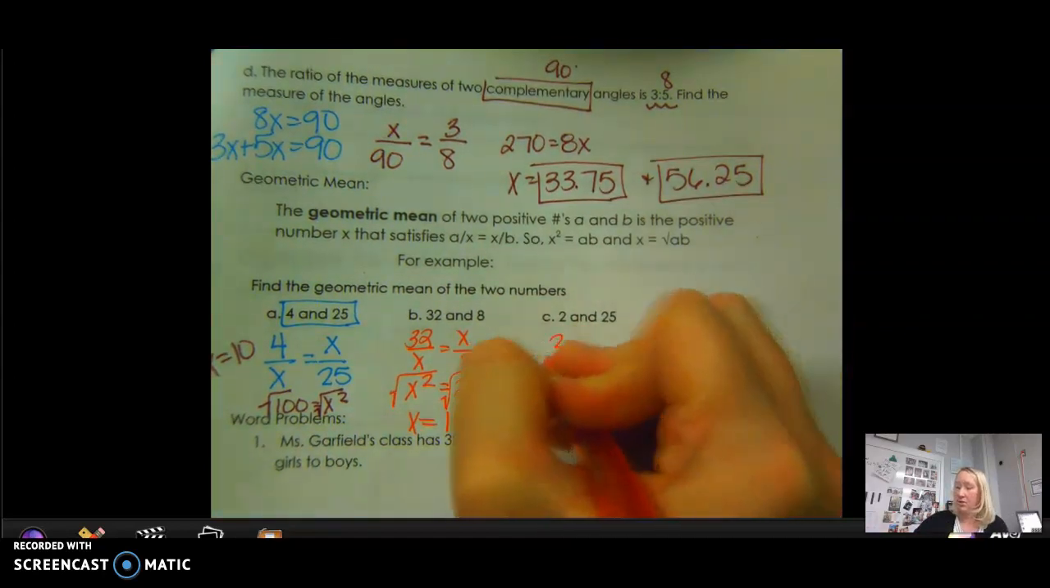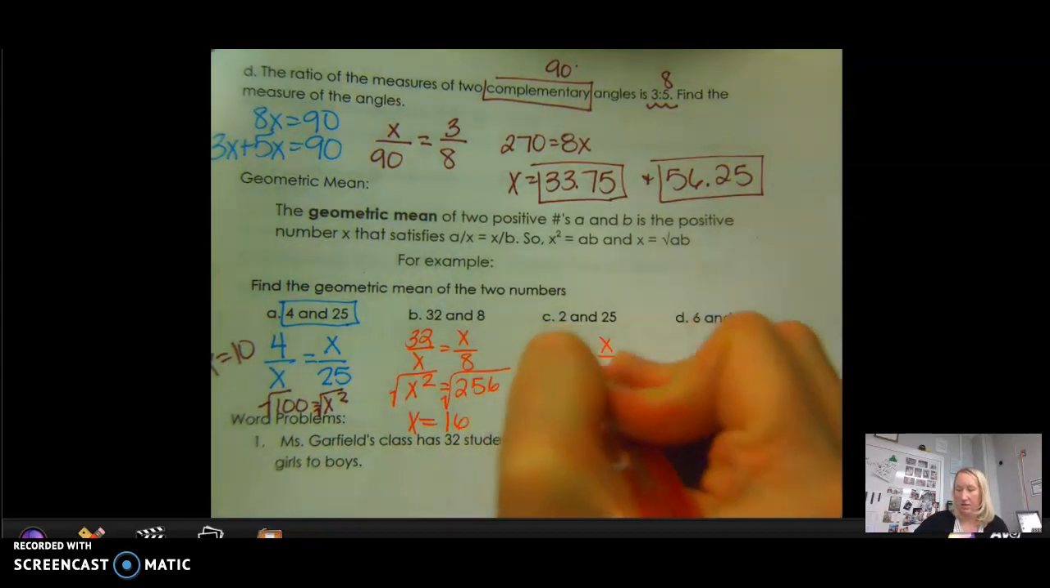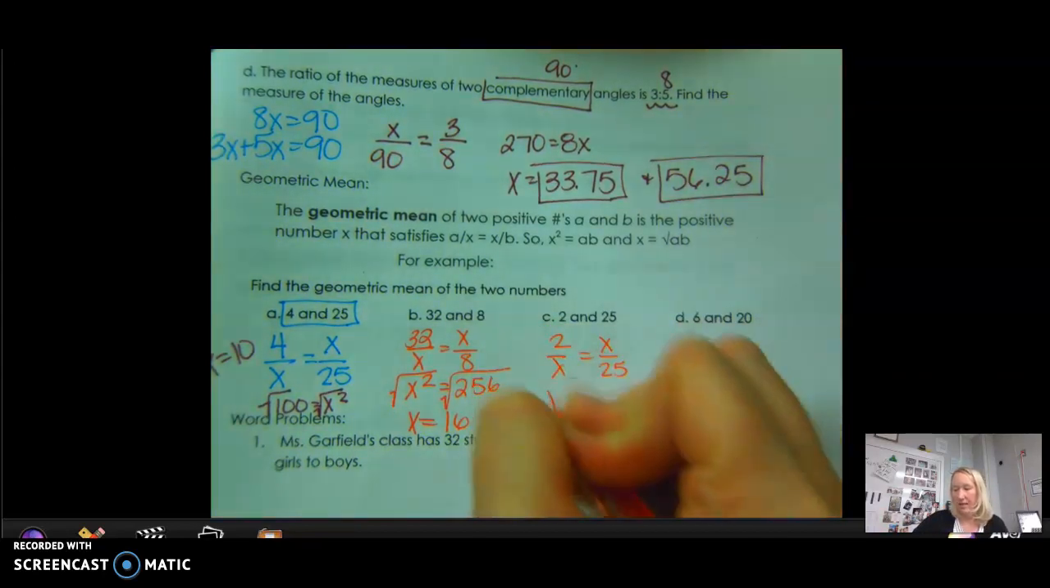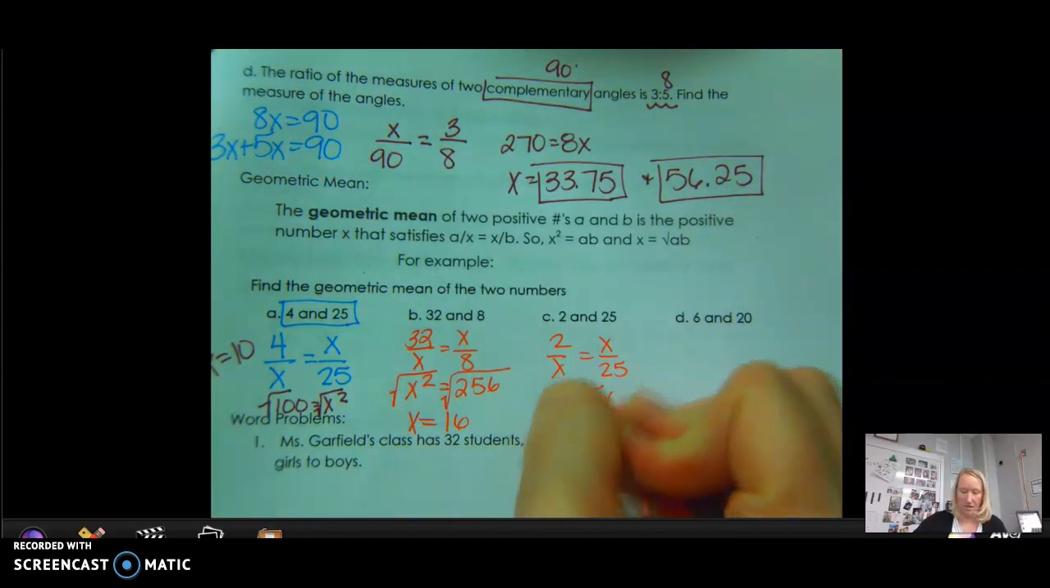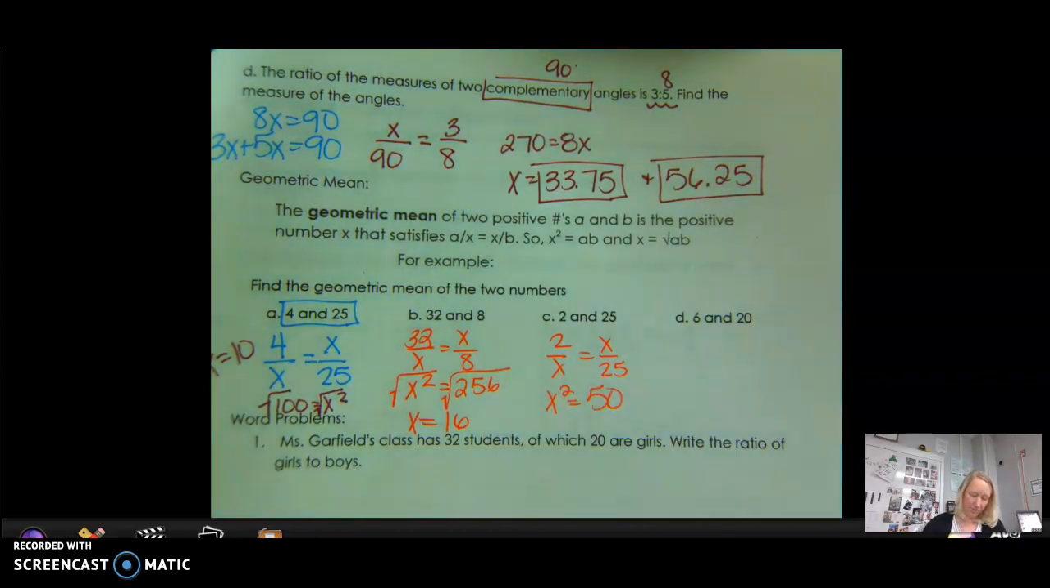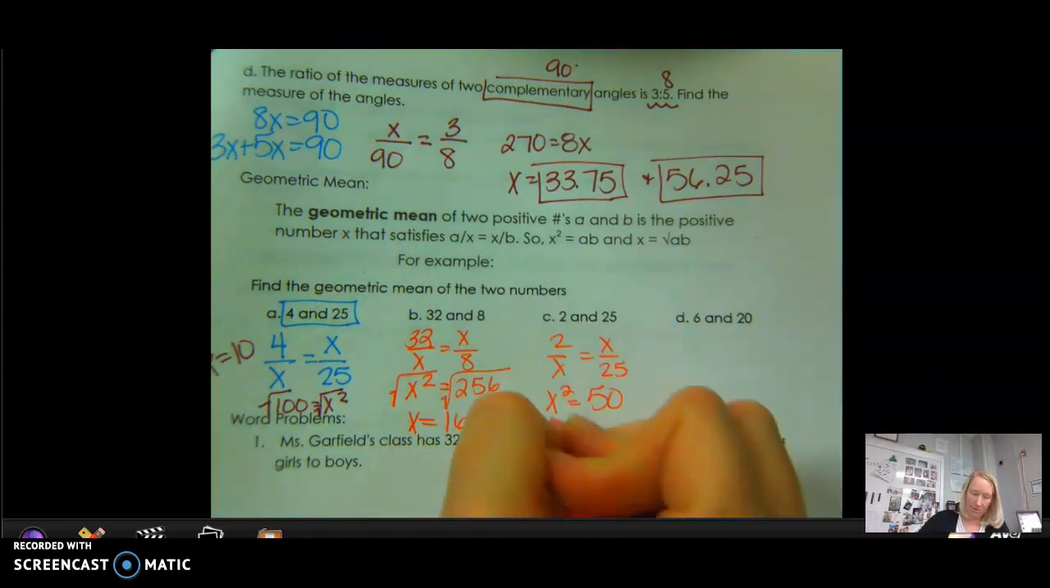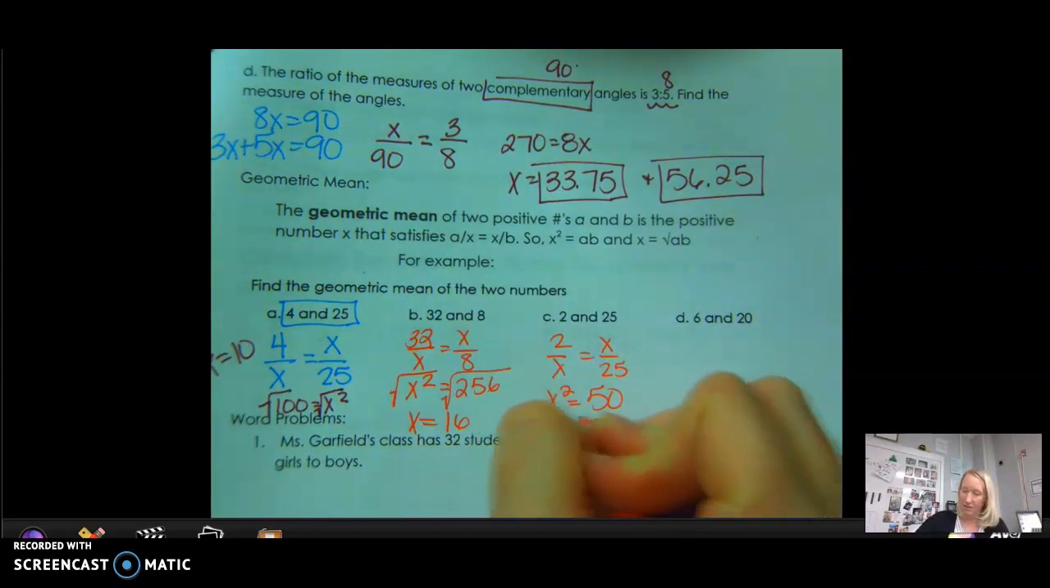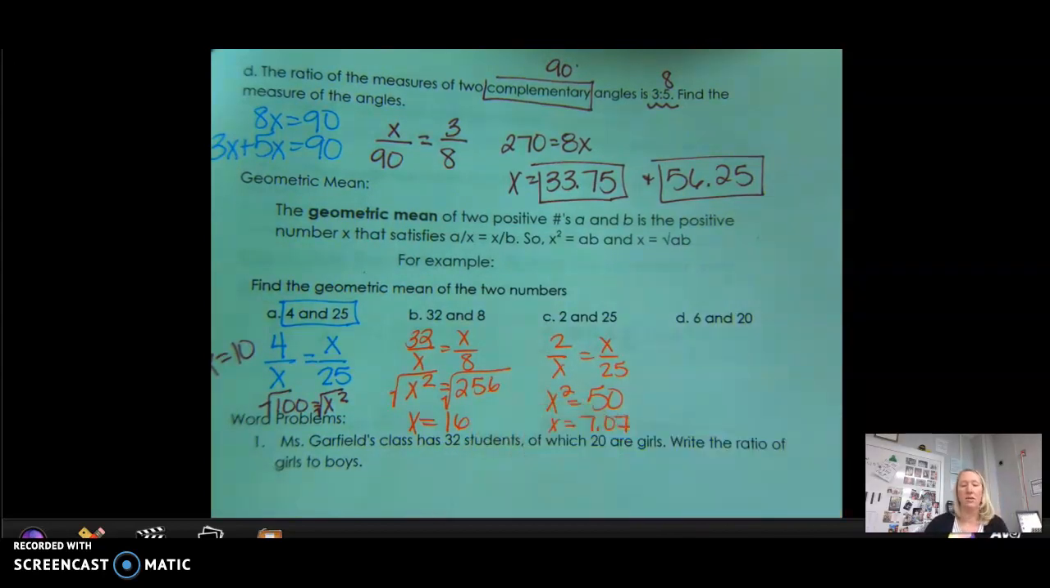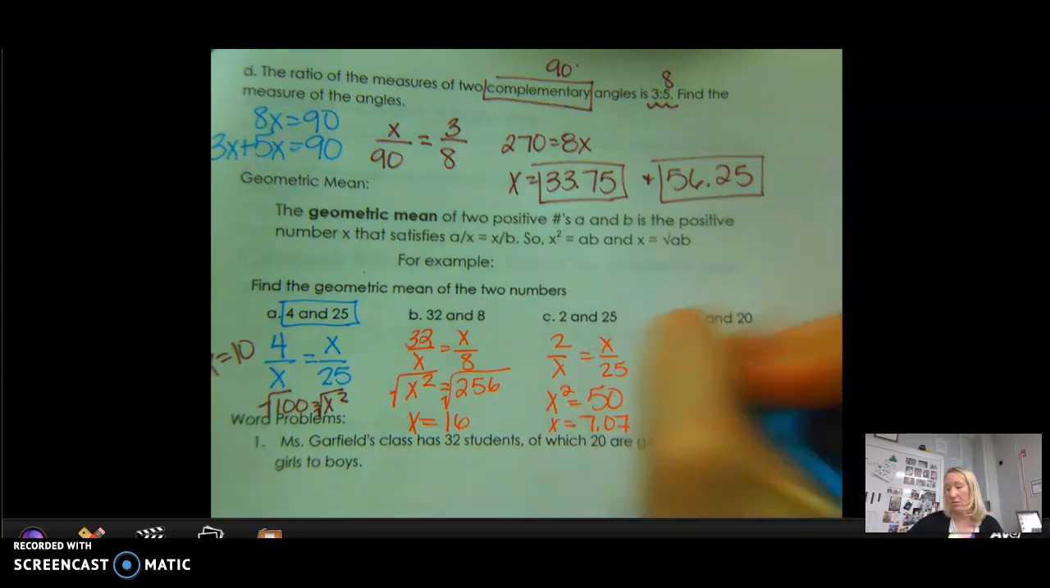Next one. 2 over x equals x over 25. Cross multiply and I get x squared equals 50. Square root 50. And I'm going to round to the nearest hundredth, which is 2 decimal places. And it's okay to get a decimal on these. Just make sure to read what they want you to round to.